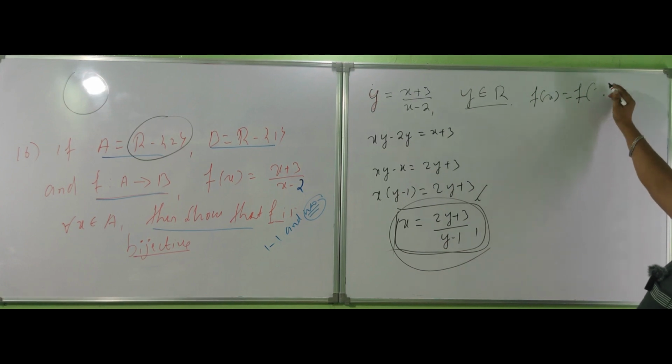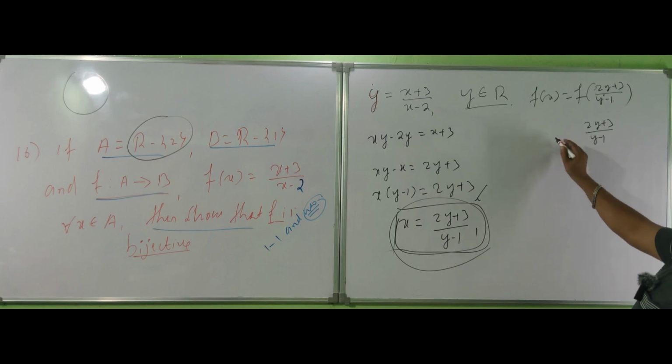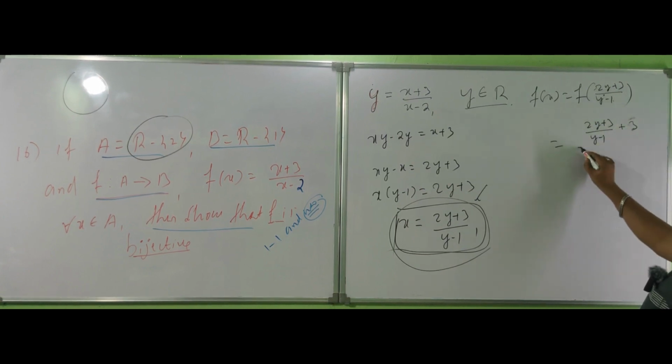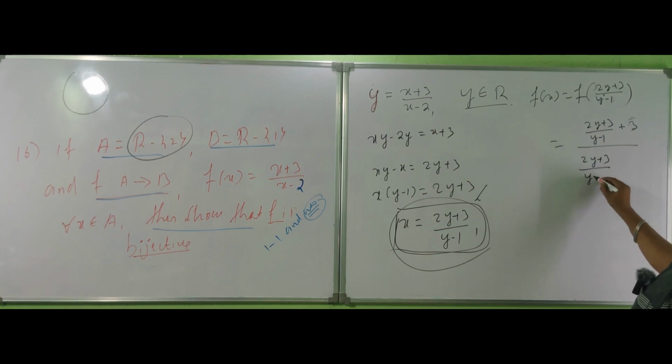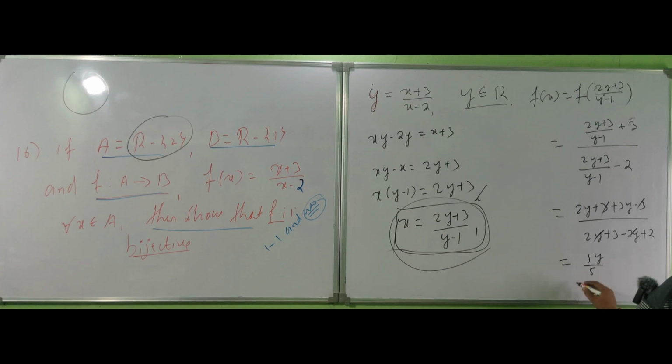2 of y. 2y plus 3 divided by y minus 1. So 2y plus 3 divided by y minus 1 equal to... plus 3 divided by 2y plus 3 divided by y minus 1 minus 2. After simplification, this becomes 2y plus 3 minus, plus 3y minus 3. This becomes 2y plus 3 minus 2y plus 2. This is cancelled, this 2y plus 2 and this cancel, this becomes 5y divided by 5, this becomes y.